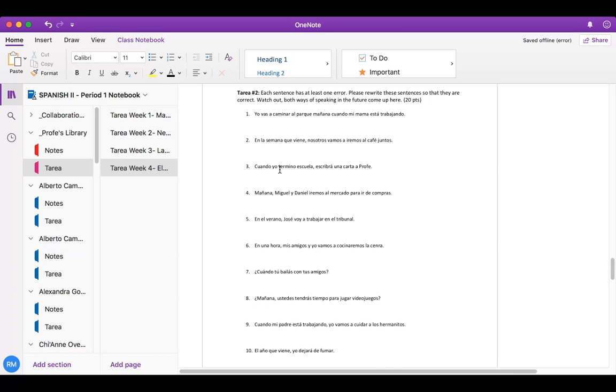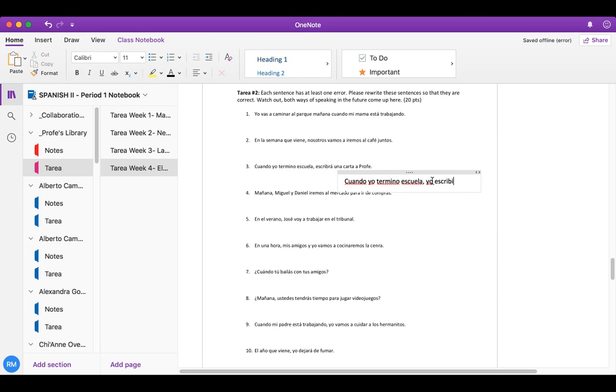Let's do number 3. Cuando yo termino escuela, escribirá una carta a profe. All right, so the verb we want to focus on here is escribirá, which is obviously somebody trying to write the verb escribir in the future. So in order to rewrite this, I'm going to say cuando yo termino escuela. I'll move this over here so everybody can see it.